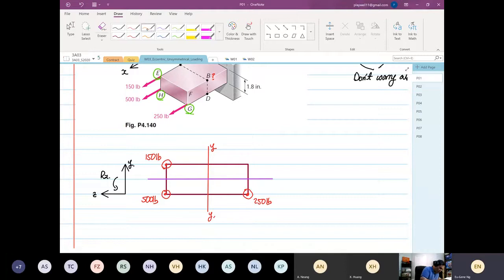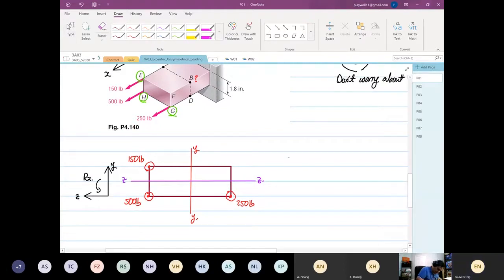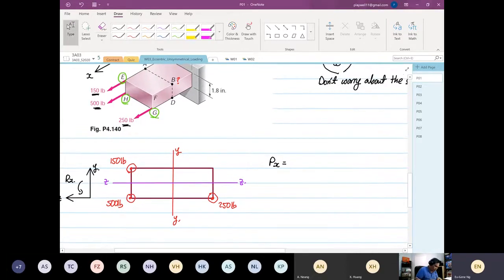So first thing to take note, we are going to calculate what is our Px. So Px, all of them are acting away from the structure, so all of them will induce a tensile stress, right? So you have 150 plus 500 plus 250. So this will give us 900 pounds force, and this 900 pounds force is going to be tensile.